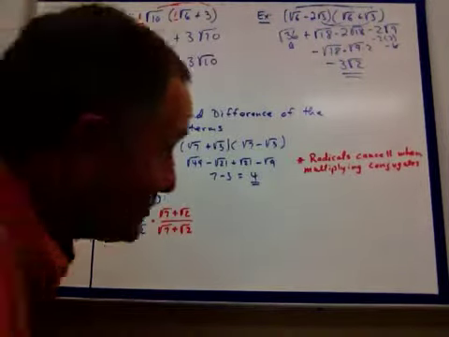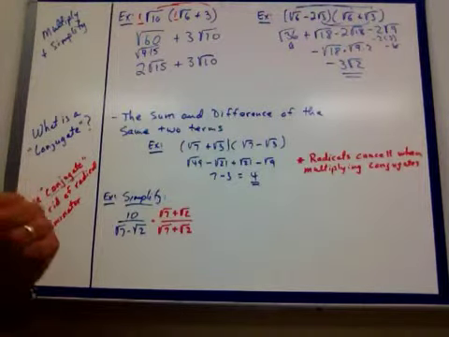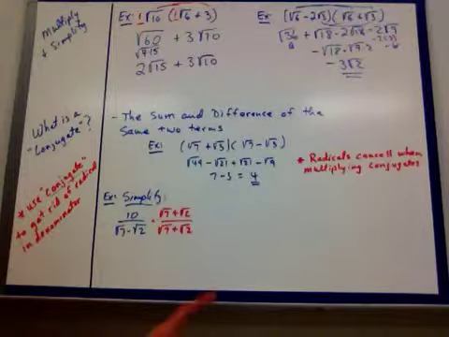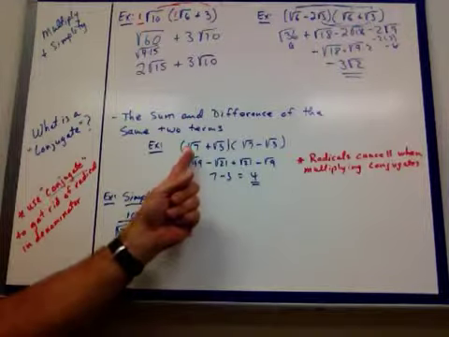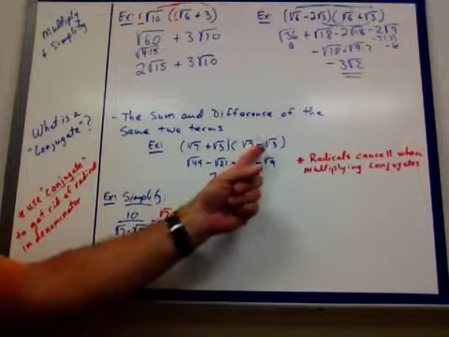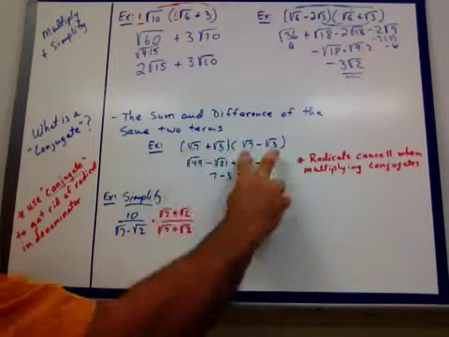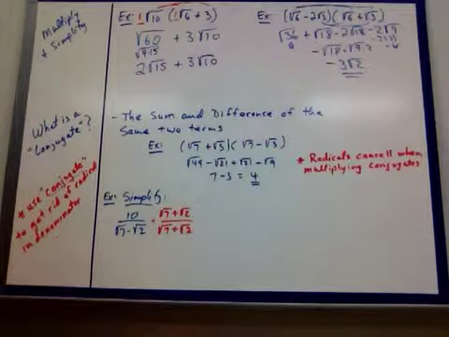All right, what is a conjugate? A conjugate is the sum and difference of the same 2 terms. It looks like this. If one term is the square root of 7 plus the square root of 3, its conjugate will be the square root of 7 minus the square root of 3. All you do is you switch the signs in here. Numbers are the same, switch the signs there.